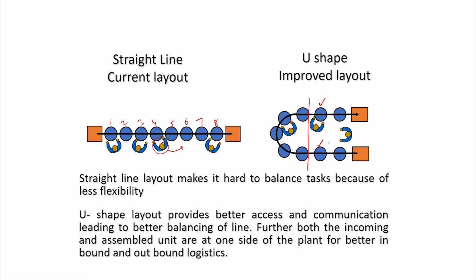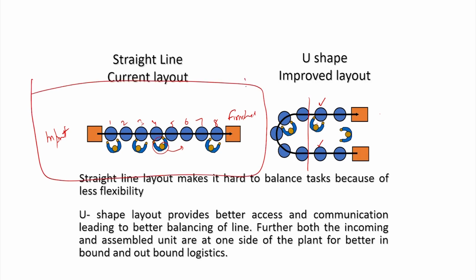The second important advantage of this layout is that the material is on one side. Here you have input material on this side and finished products on this side. That means, if this is the factory and your material gate is here, the material has to move all the way to this place, then it has to come here and then go out from the factory.